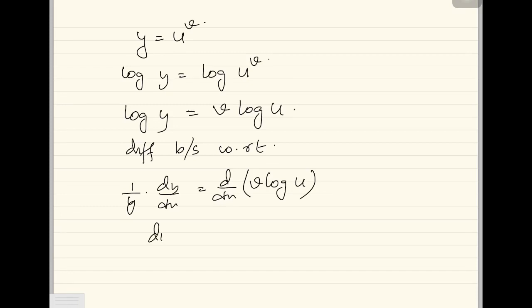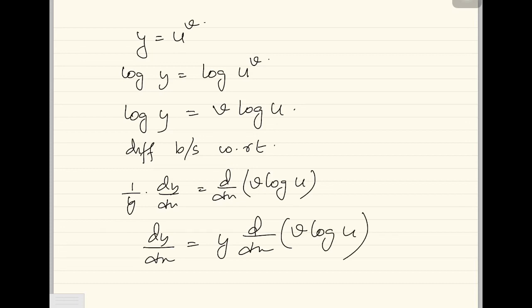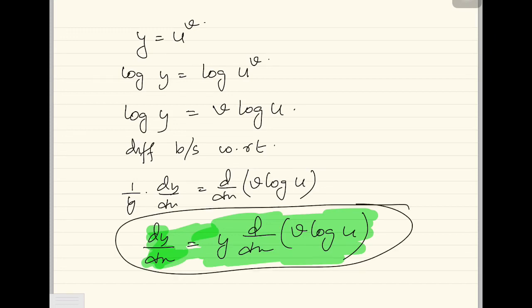Now I will get a formula for dy by dx like this. So dy dx will be, I can write it down, y d dx of v log u. So this is the formula for this one. This green one, you may copy this formula, the direct formula. No need to copy how we reached this, but I just want you to copy this formula. This is the direct formula for logarithmic differentiation.